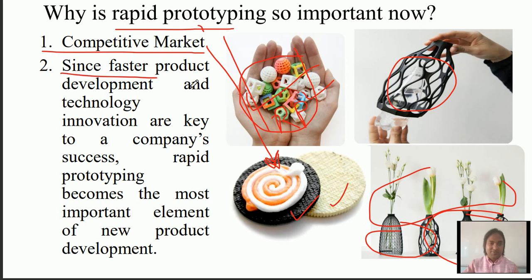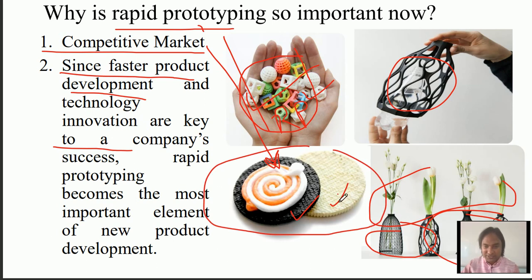Next, since faster product development and technology innovation are the key to company success, rapid prototyping becomes the most important element of new product development, because generally if you don't take the help of rapid prototyping, it will take weeks or months to make the same model. And this type of texture is not easy to make. And in the present market, even 1 week or 2 days of time is very important.